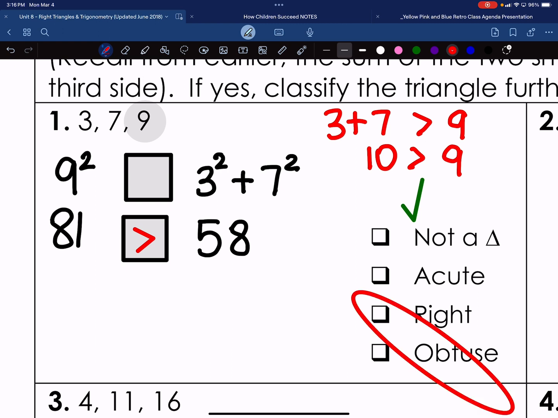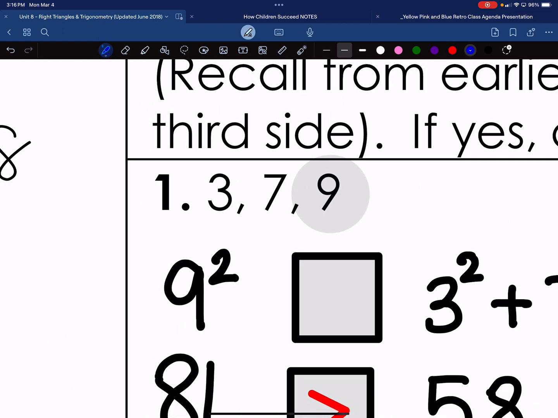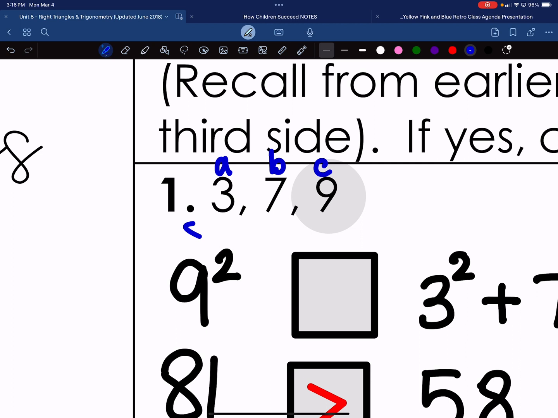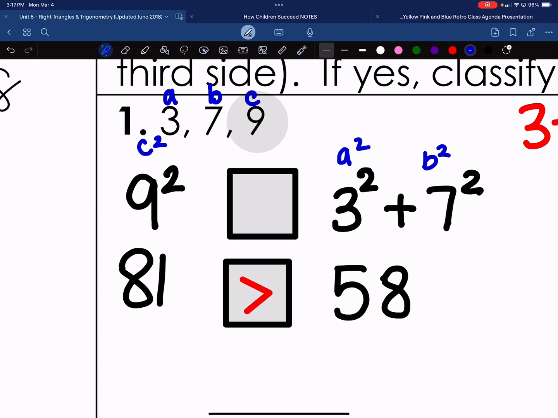Obtuse. Why? Wait, why is that obtuse? Because c squared is bigger than a squared plus b squared. So if you need to, you can label it. You can say, okay, this is a, this is b, and this is c. C is this number here, c squared. Here's a squared, and then here's b squared. If that bigger number, squared, turns out larger than a squared plus b squared, it makes it obtuse.